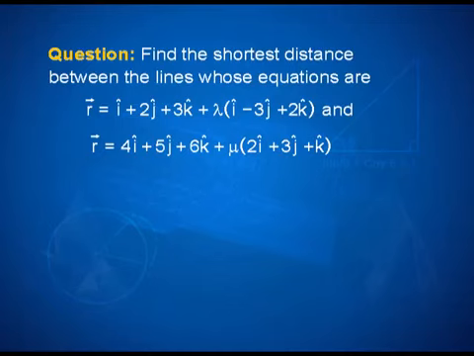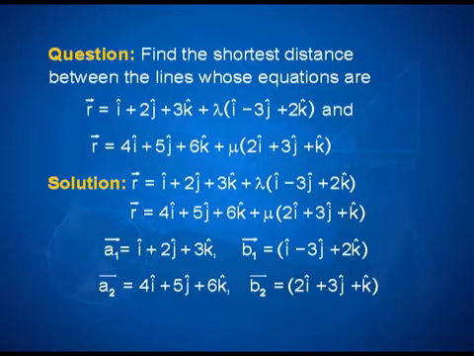Find the shortest distance between the lines whose equations are vector r equals i cap plus 2j cap plus 3k cap plus lambda times i cap minus 3j cap plus 2k cap, and the second equation is r vector equals 4i cap plus 5j cap plus 6k cap plus mu times 2i cap plus 3j cap plus k cap.